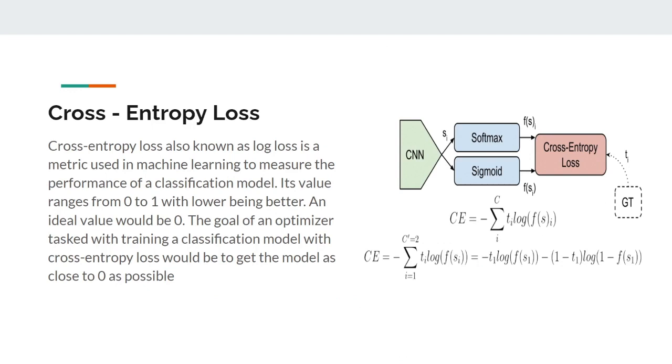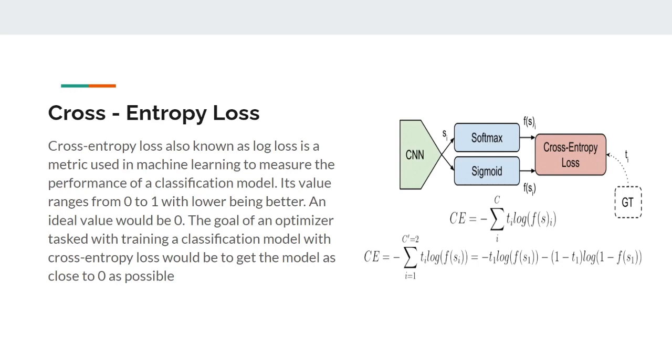Then we are using the cross entropy loss. Cross entropy loss, also known as log loss, is used in classification tasks to measure the difference between the predicted probability distribution and the true distribution. It's particularly effective for models that output probabilities, such as those using softmax activation in their final layer. The loss quantifies the performance of a classification model whose output is a probability between 0 and 1. It is defined as the negative of t log f of s1, like that. That formula is given to you.